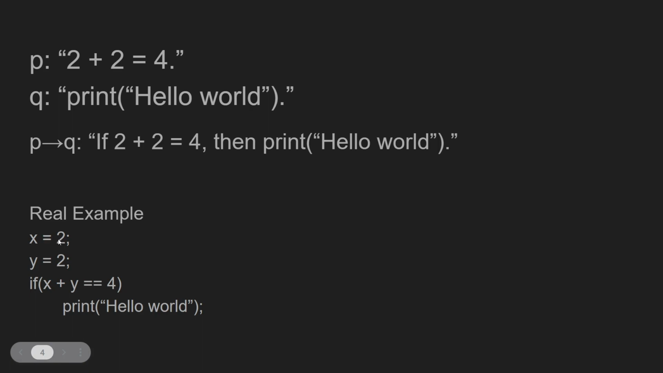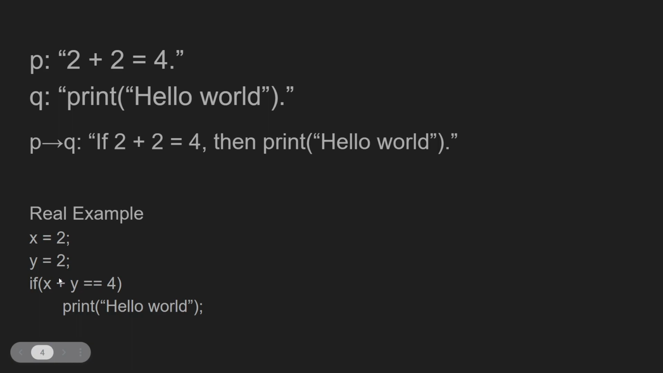x is set as 2, y is set as 2. Then it is said if x plus y equals 4, then print hello world. That means this line will be executed.